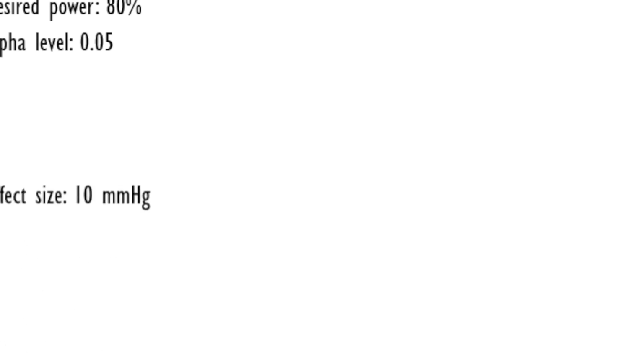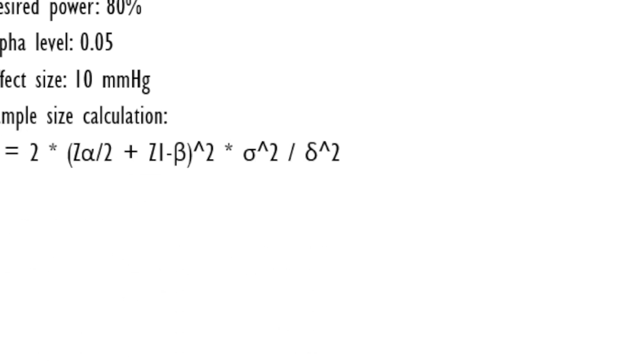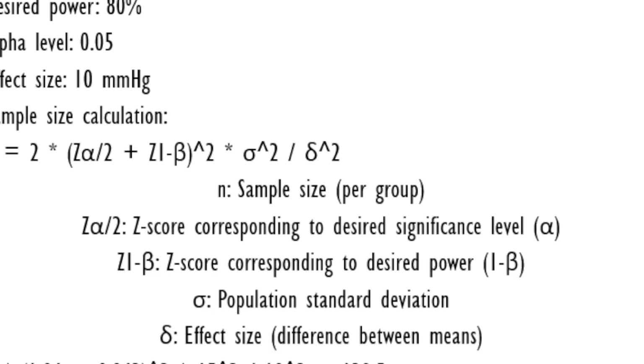And the difference between clinical trials and observational studies. If we take this example, is a new medication effective in reducing blood pressure? The desired power, as I said, 80%, and alpha level is 0.05, effect size 10 millimeters of mercury. The sample size calculation, when you apply this formula, the final sample size is about 129.